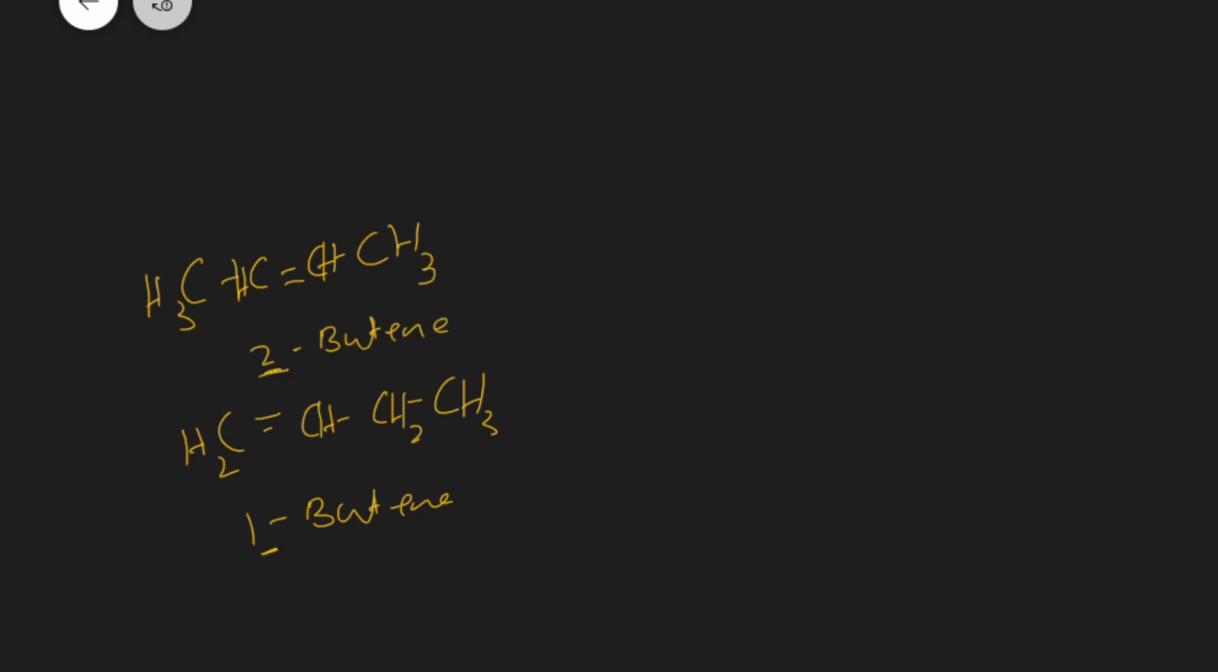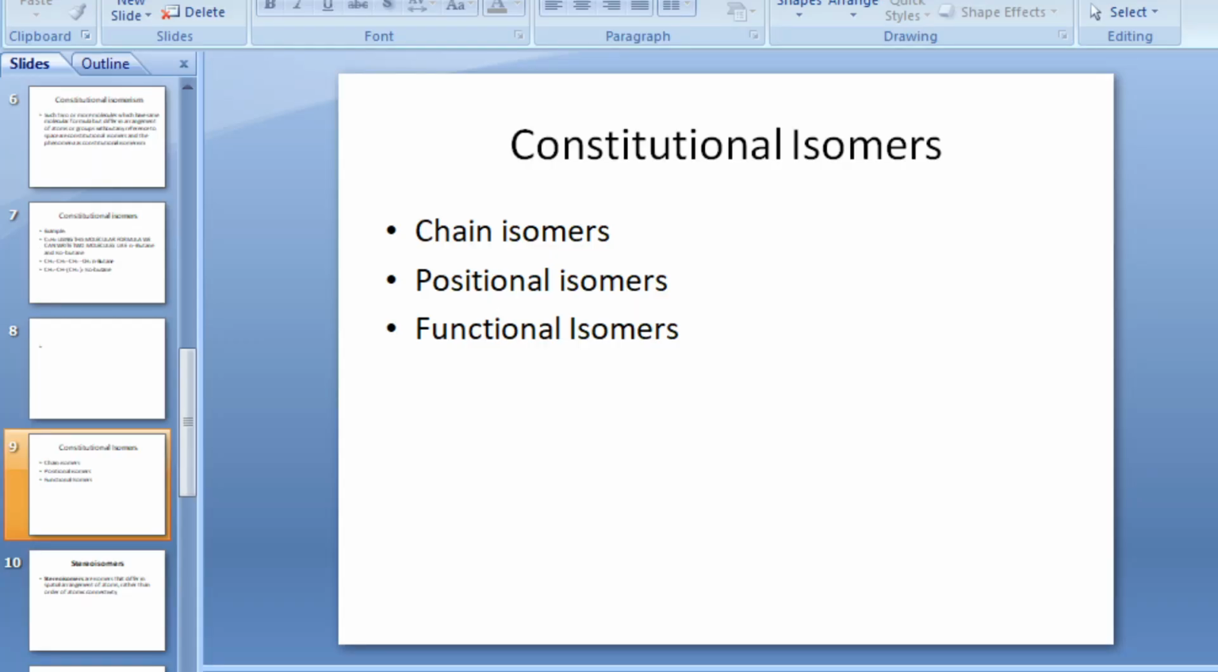So here it becomes CH2, CH, CH2 and CH3. This is 1-butene. And here, filling the hydrogens, CH3, CH, CH and CH3. So this becomes 2-butene. 1-butene and 2-butene: the difference is in position. Here 1 and 2 are indicating the position of a double bond. So they become what? Positional isomers. So these are the constitutional isomers.